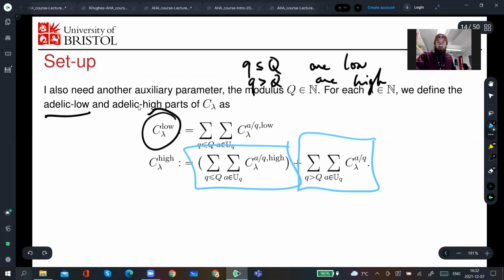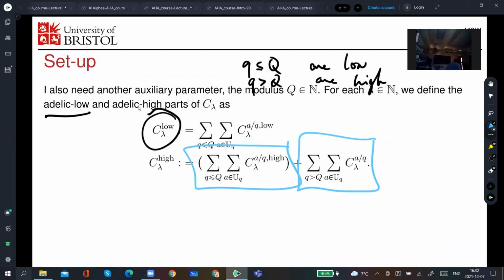One second. The light's turning off. Okay.